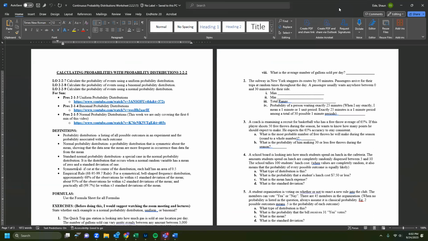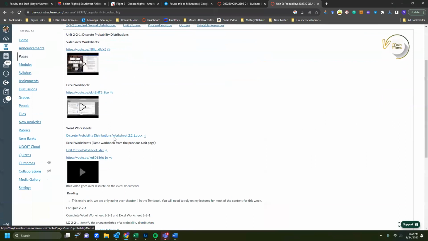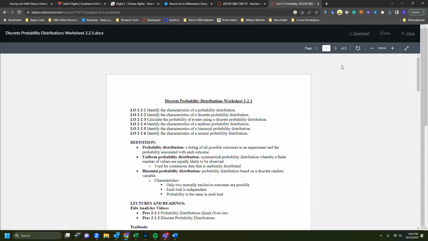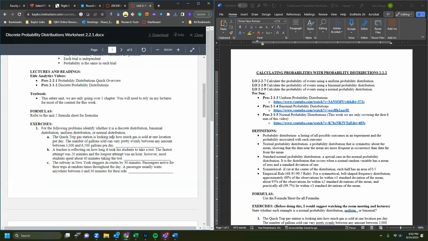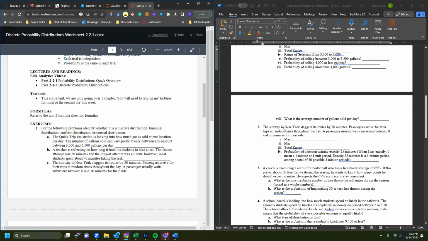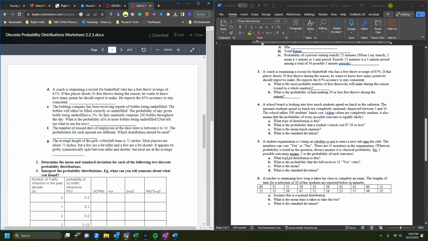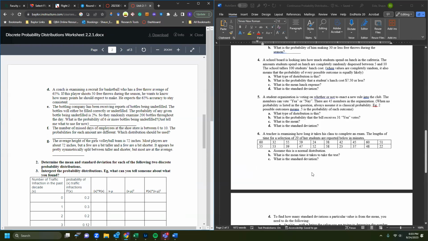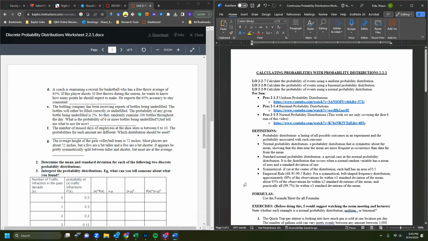If you were to pull up the two of them side by side, you would see 2-2-1, the discrete probability distribution worksheet. You open this up and you'll see the Quick Trip gas station, and it says, oh, same thing. Then the Subway, and the Coach is examining the recruit. You should have already determined what type of probability distribution you have. There are a few more added to it, but there's a total of 8 questions. So let's take a look at some of these.